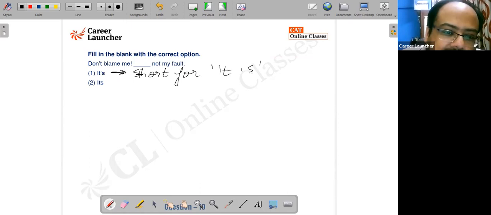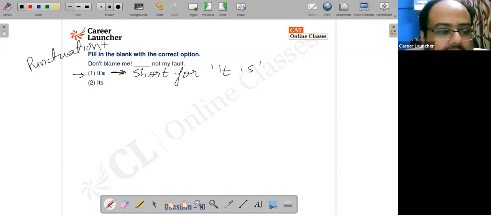This option is short for "it is." If you want to say "it is," you can write it as I-T apostrophe S. This is something that we will discuss in detail when we discuss punctuation in grammar. That I-T apostrophe S is short for "it is."